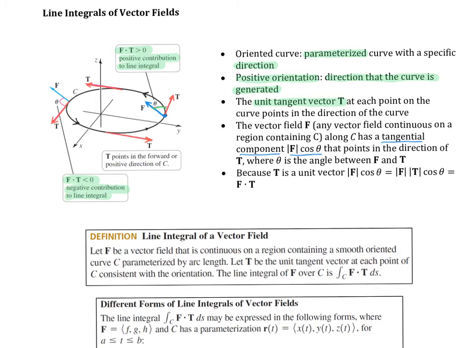Remember, we're integrating, we're adding up all these values. If the net value is positive, then the line integral is positive. Or you could have a negative line integral, or it could happen that it's 0. That would be if the dot product is 0 between the vector in our vector field and our tangent vector to the curve.